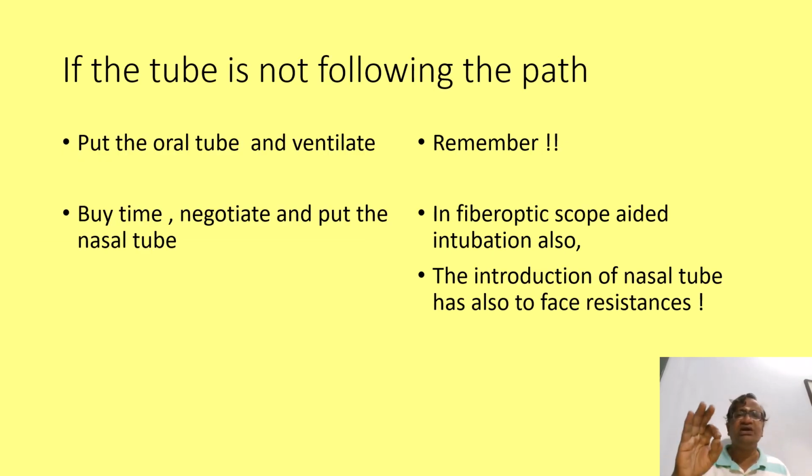If the tube is not following the path, put the oral tube and ventilate. Right time, negotiate and put the nasal tube. Don't be in a hurry. Put the oral tube. If you are facing hypoxia, nothing else. Put an oral tube, start ventilating. Remember, in fiber optic scope aided intubation, the introduction also has to face resistances. Fiber optic is again fantastic. The nasal tube has to reach the turbinate. The tube has to reach the nasopharynx. Everything remains. So all these resistances are there even in fiber optic aided.